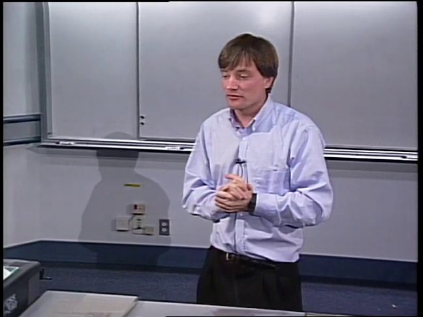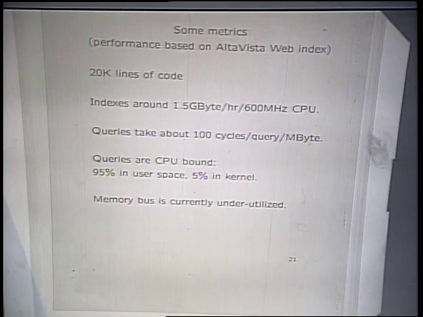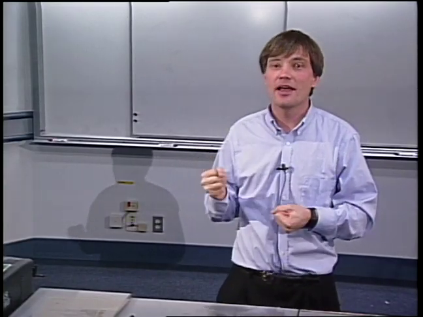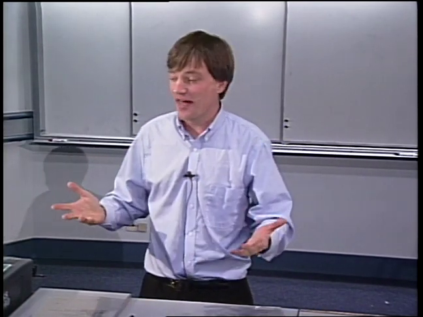So the whole library is about 20,000 lines of code. It indexes around 1.5 gigabytes per hour on a decently fast CPU. As I said, I wasn't really interested in very high performance indexing. Queries take about 100 cycles per query per megabyte of input text. That seems like a funny metric, but if you want to sort of scale it by processor, then it's hard to express it any other way. That, of course, is for a mean AltaVista query, whatever that means.